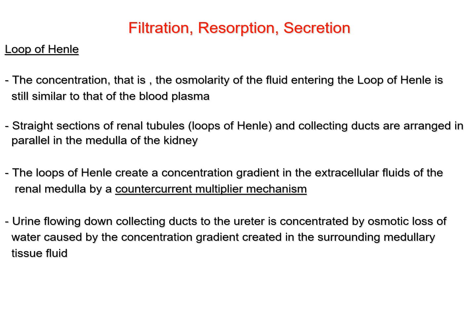When the fluid, that filtrate that's been partially processed, goes into the loop of Henle, it's still fairly similar to blood plasma in terms of its osmolarity. It'll have close to 300 milliosmol. Now the thing about the loop of Henle is it creates a concentration gradient in the tissue around it, and this is actually called a countercurrent multiplier mechanism.